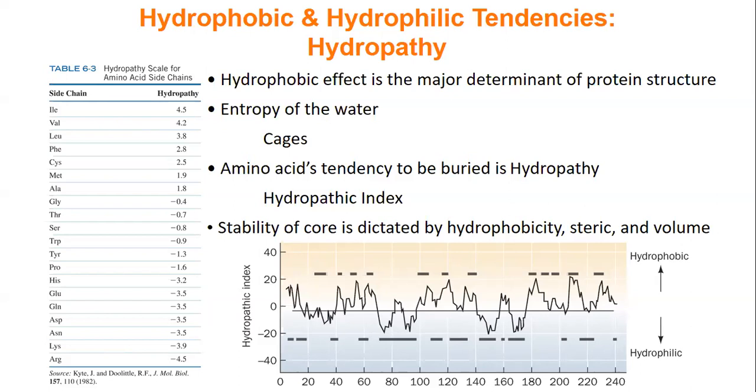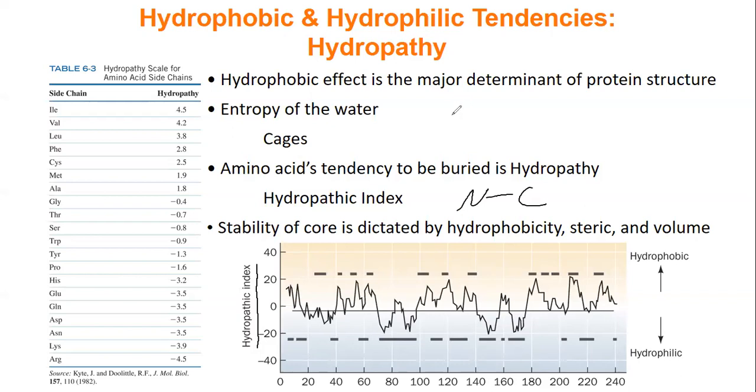What we can do is, if we have a primary sequence of a protein, remember the primary sequence is simply the N to C terminus, just what amino acids are in this protein, we can make something called a hydropathic index, or really a hydrophobicity scale. What you do is look at each amino acid and do what's called a running average.